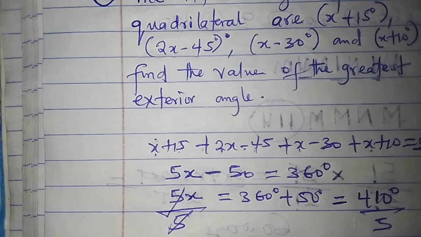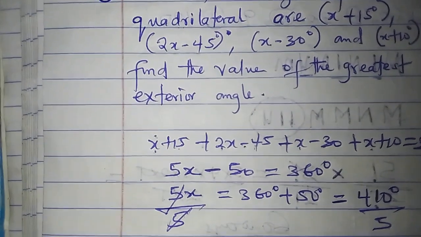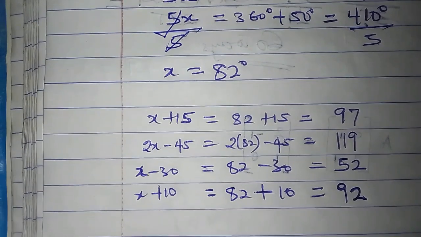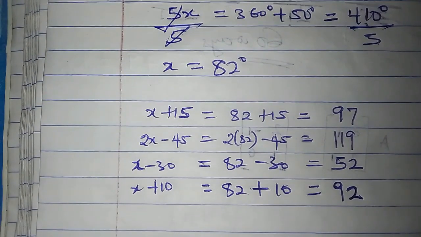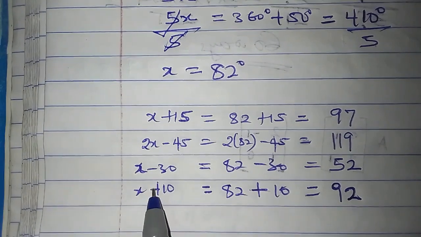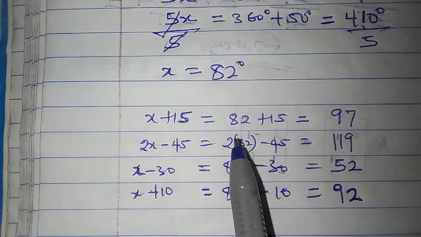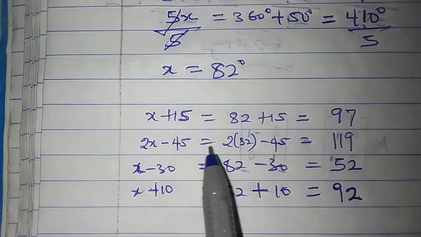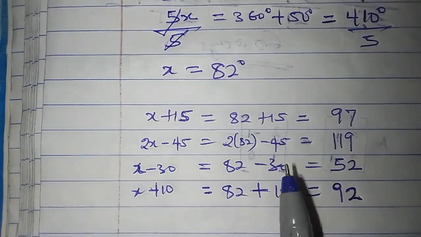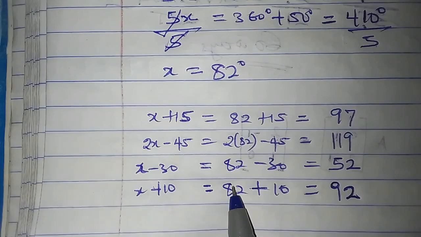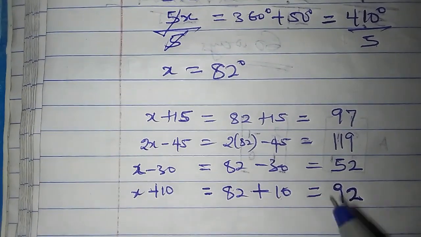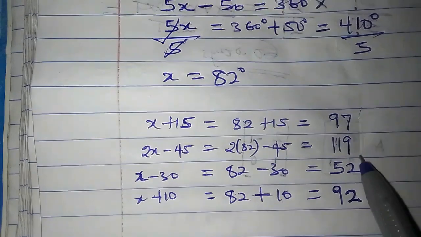We have to find the value of the greatest exterior angle. But these are the values of the interior angles of the quadrilateral: x plus 15, 2x minus 45, x minus 30, and x plus 10. So x is 82. 82 plus 15 is 97. 2 times 82 minus 45 is 119. 82 minus 30 is 52. 82 plus 10 is 92. So how do I now get the exterior angle? Because all of these are interior angles.